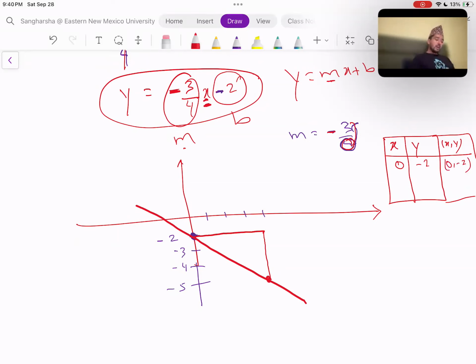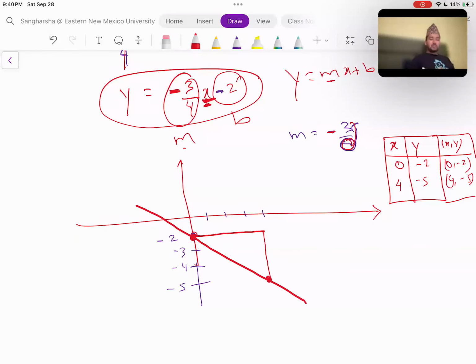Now, similarly, you choose one more point. Let me call x is 4. So if x is 4, negative 3/4 times 4 is negative 3. Negative 3 minus 2 is negative 5. So 4, negative 5. And you plot these 2 points. So 0, negative 2 is here, and 4, negative 5 is here. You join the points, you get the graph.